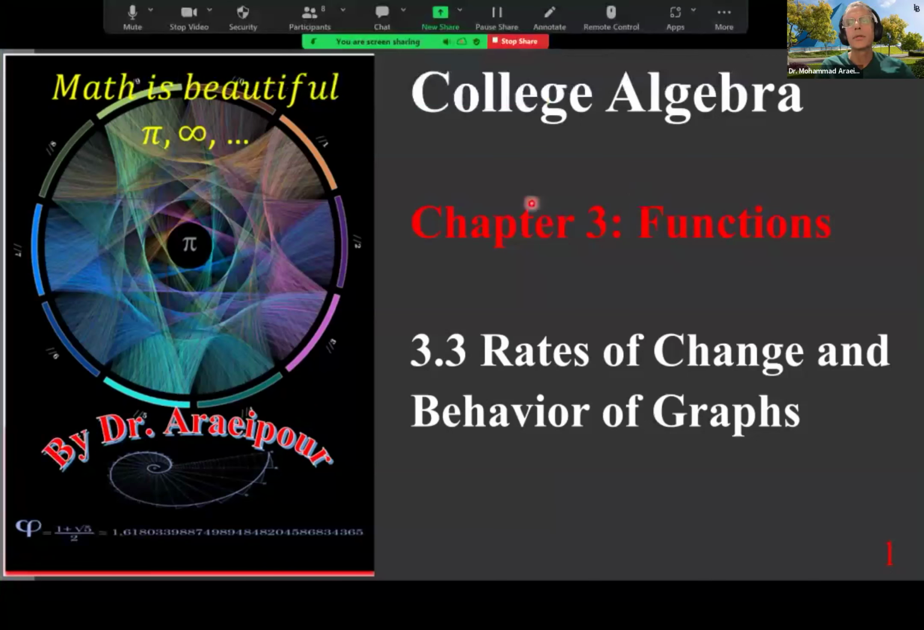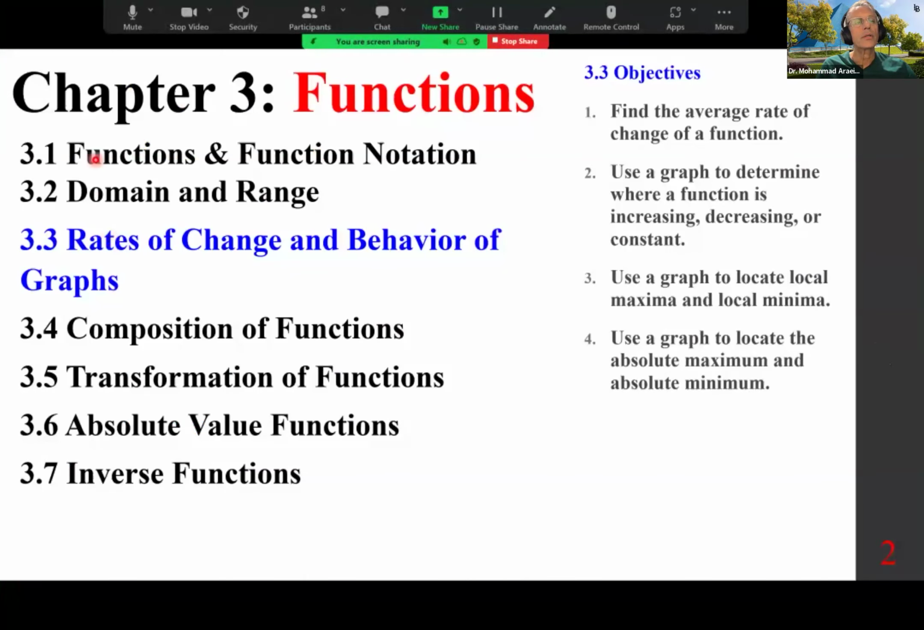We are looking at College Algebra, Chapter 3, Functions, Section 3.3, Rates of Change and Behavior of Graphs. We covered Sections 3.1, Functions and Function Notation, and Section 3.2, Domain and Range, and now 3.3, Rates of Change and Behavior of Graphs. The objectives are to find the average rate of change of a function, use a graph to determine where the function is increasing, decreasing, or constant, and use a graph to locate local maxima, local minima, absolute maxima, and absolute minima.